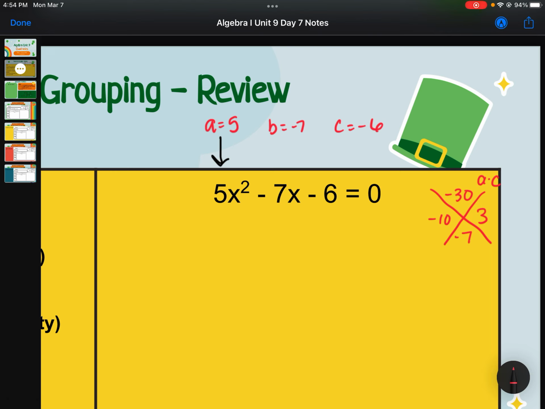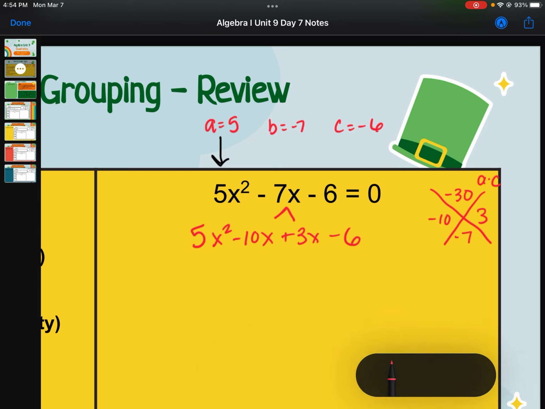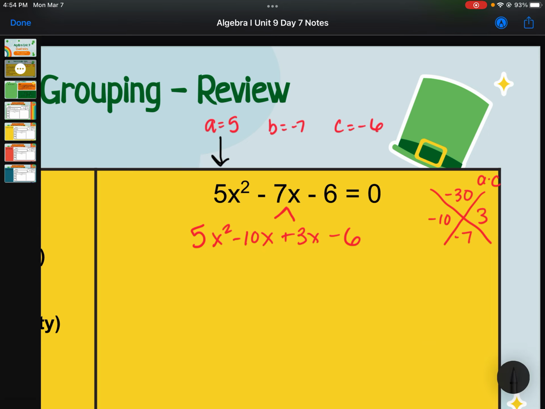I'm going to then split my middle term. So I'll drop down 5x squared. I'll split my middle term into -10x and a +3x. And then drop down the -6. Next step would be to group. So this is our parenthesis party. First two together, last two together, plus sign between them.